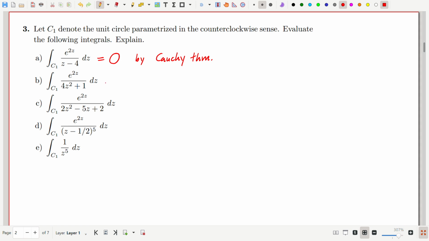I guess a knee-jerk reaction would be to factor the denominator to calculate those residues. But the zeros of that thing are at plus or minus i over 2. Those are inside the unit disk, and those are simple zeros. So a much easier way to do this would be by the residue theorem. And let's see, so we'd get a residue at i over 2 plus the residue at minus i over 2.